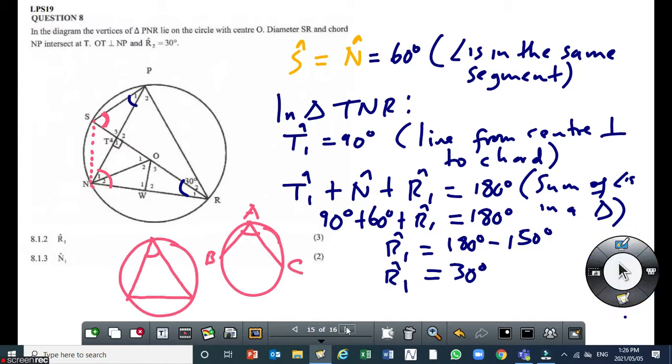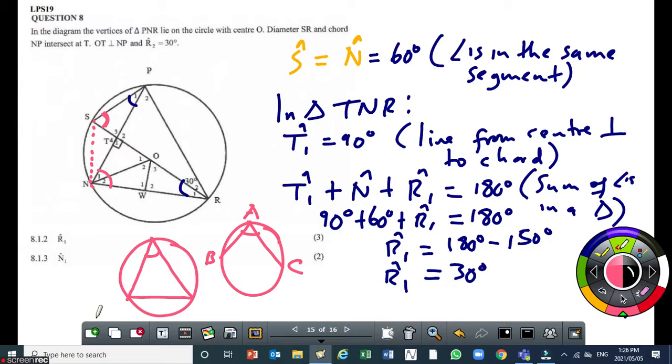Alright. Let's calculate N1. I hope you are aware that we know the size of R1, and I know the size of this angle here. Finding N1, there's more than one way of doing it. But I'm going to use triangle TNR. If I use triangle TNR, I need to know the size of N2. So I'm going to find N2.